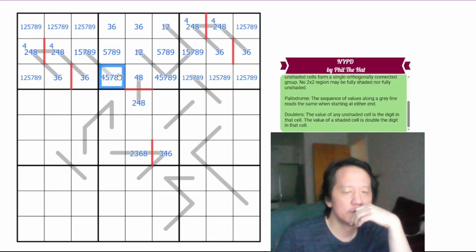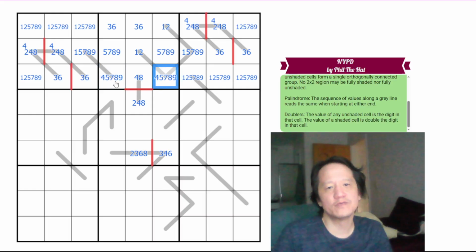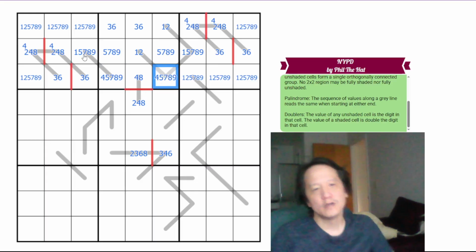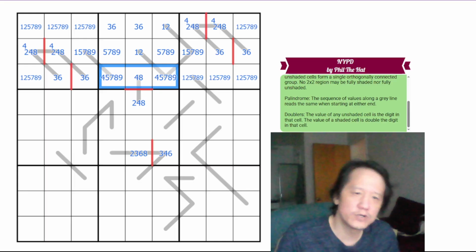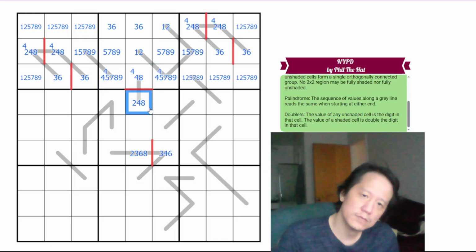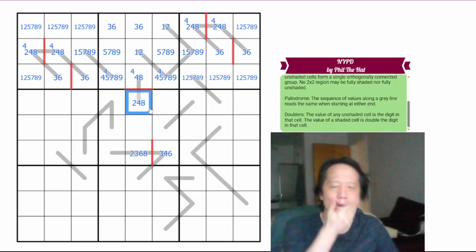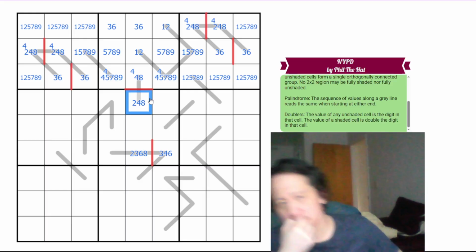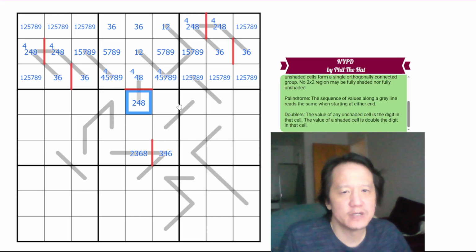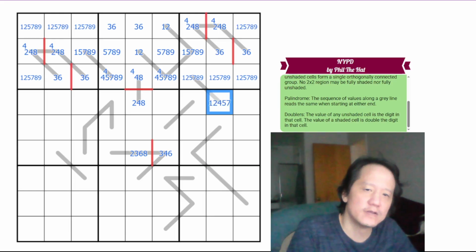Okay. So 4 can never be either of these cells. Oh, it could be with the 8. Never mind. It could be with the 8. So 4 is one of these 3 cells. Huh. What does that mean? I am not sure. What digits can this be? 1, 2, 4, 5, 7, 8, 9.